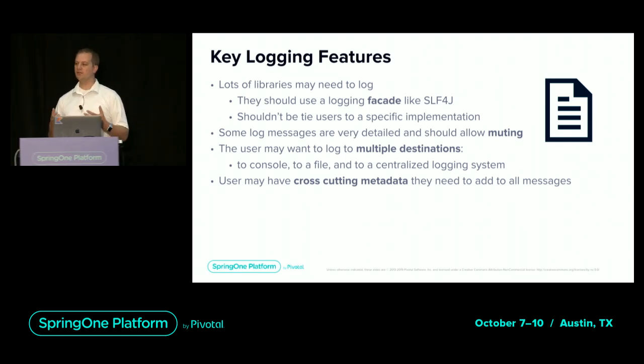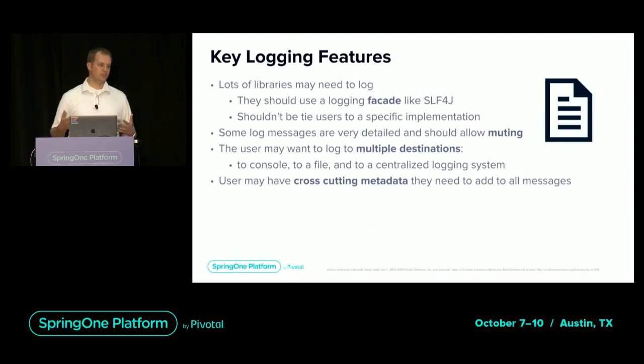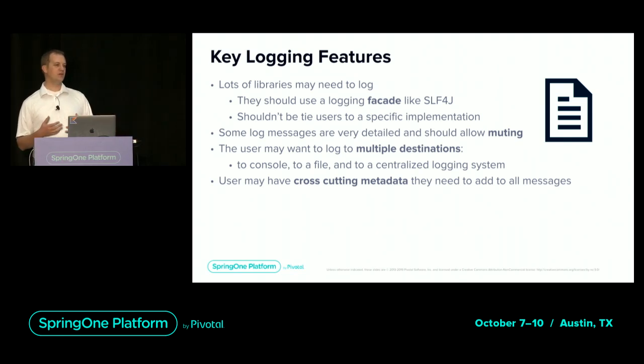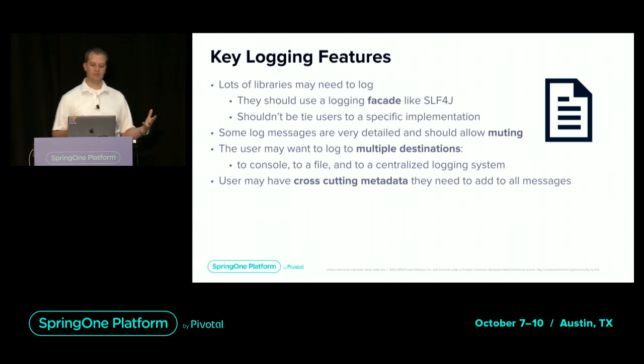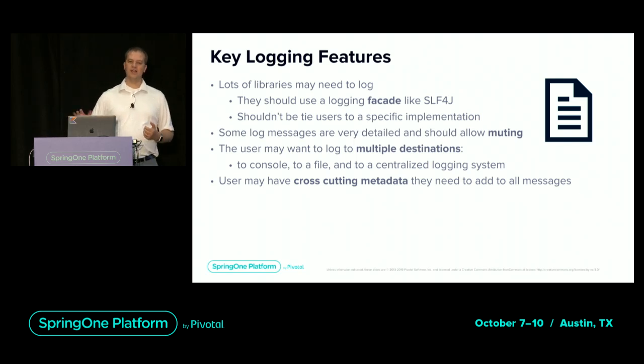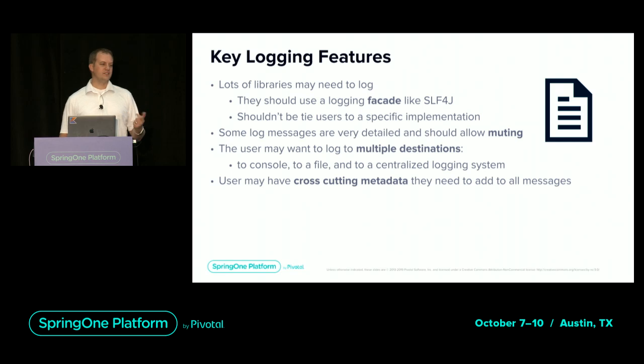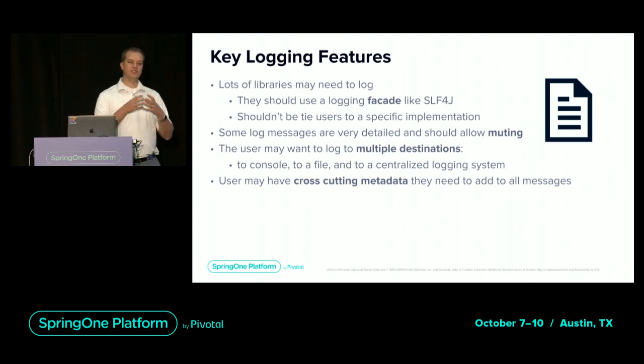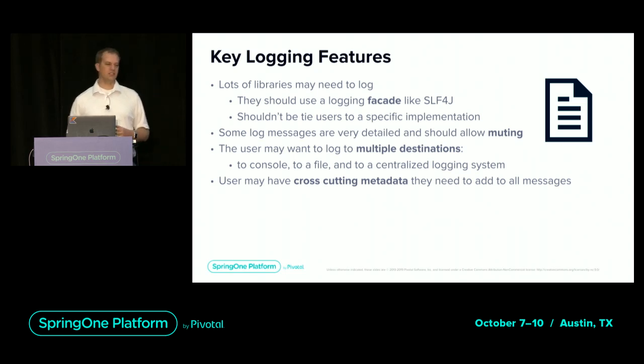For example, with a library like Spring, they might want to log out what they're doing. And they don't want to impose their logging choices on someone that's consuming that library. So they'll use a facade. Spring uses Commons Logging. SLF4j is a very common, popular one as well. Next thing is you might have log messages that are very noisy and chatty, and you want to be able to mute those log messages, right? So we need kind of the same thing with metrics. If someone's giving me metrics that I don't really care about, I need a way to turn those off. Next, with a log system, you might want that log message to go to multiple destinations, right? To console, to file, to some centralized network location like Splunk or Sumo Logic or Elasticsearch.